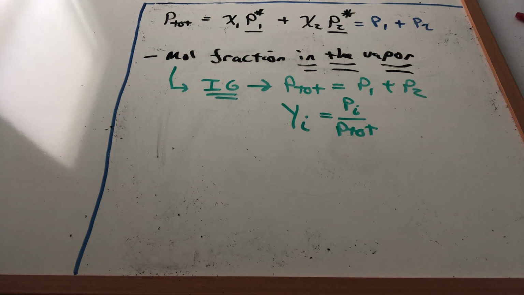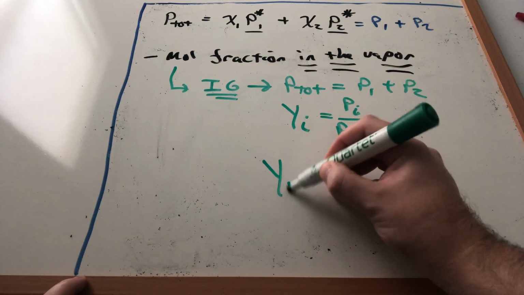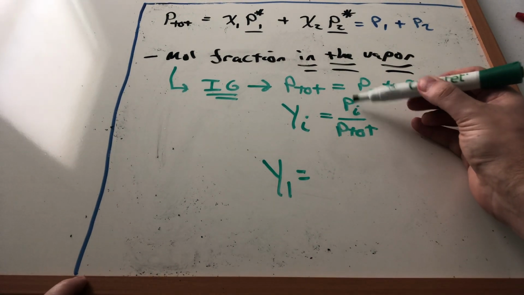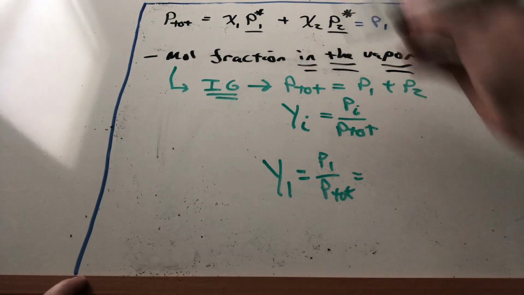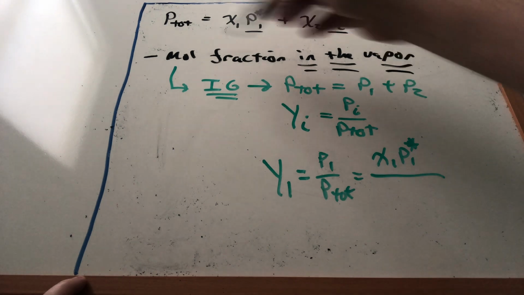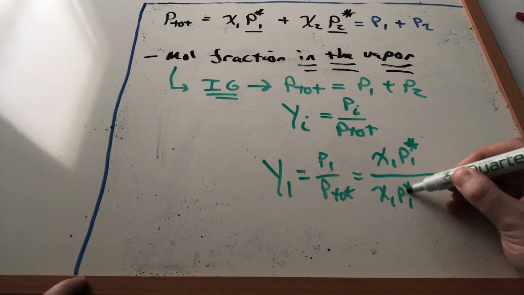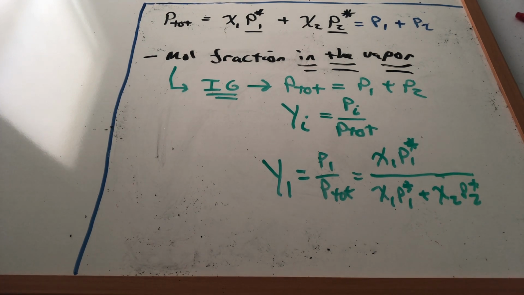So sometimes this is an extra step that has to occur. You get all this information up here, and then they ask you to calculate the mole fraction, not in the solution, but in the vapor phase. So for example, with just this setup, what is Y1 equal to? Well, it's P1 over P tot. P1 is Chi1 P1 star, and P tot is Chi1 P1 star plus Chi2 P2 star. So it's an extra step that sometimes happens at the end of a problem that you have to analyze from this context.